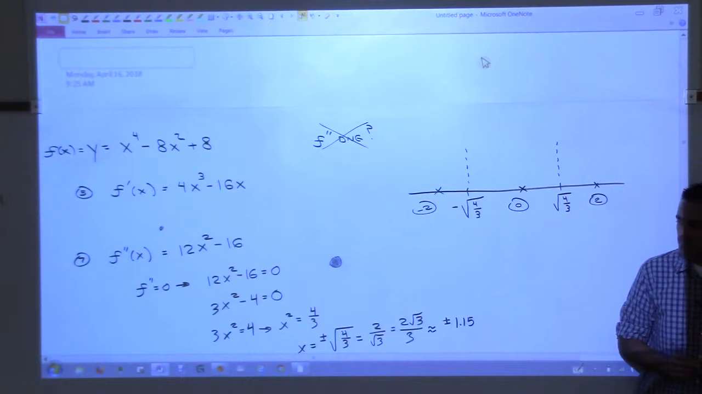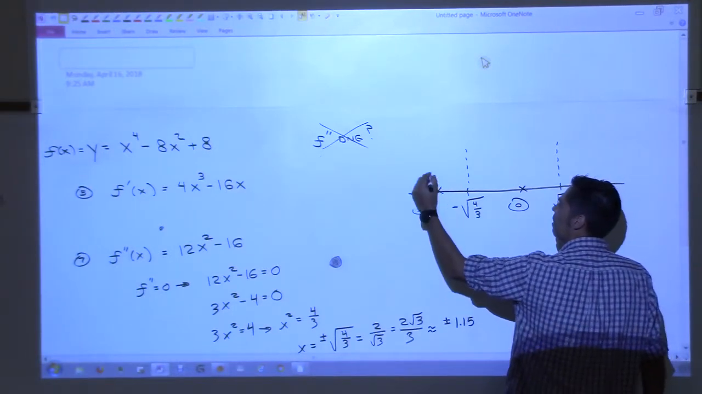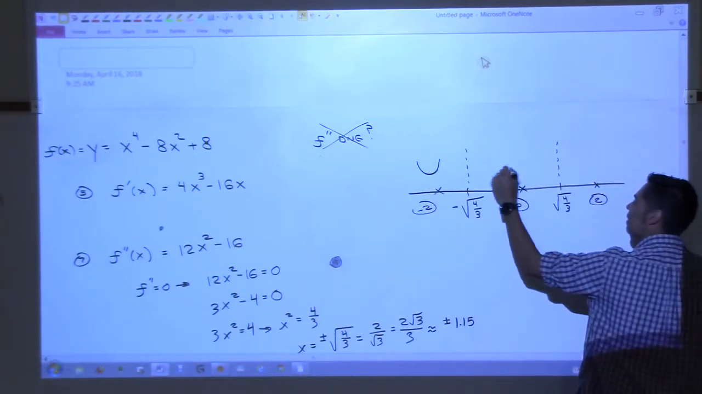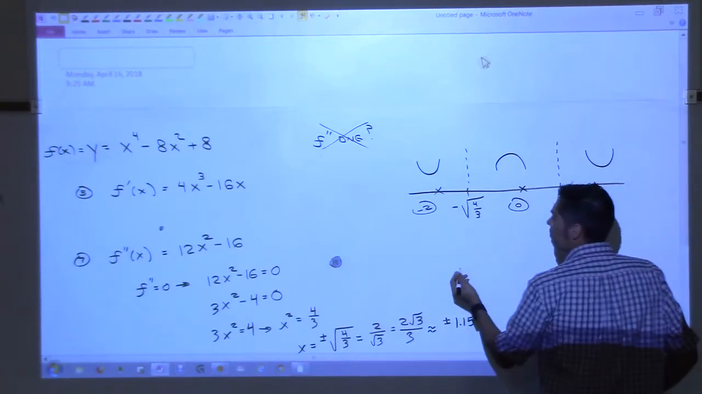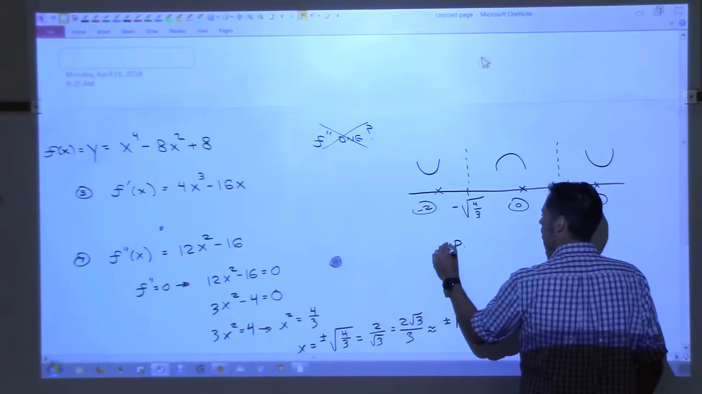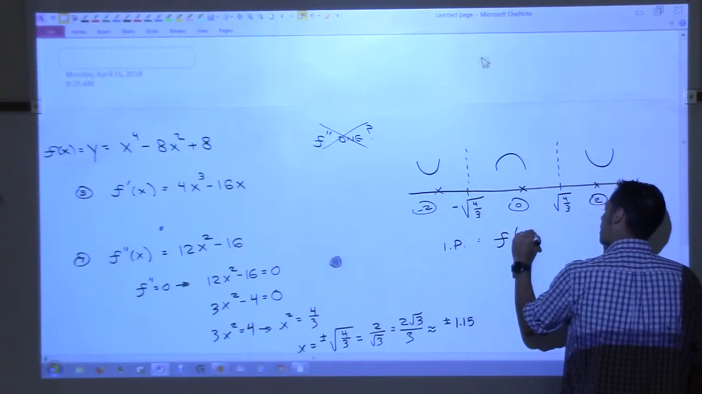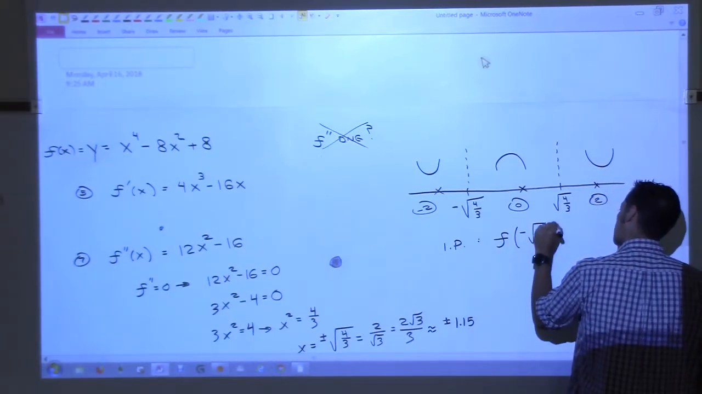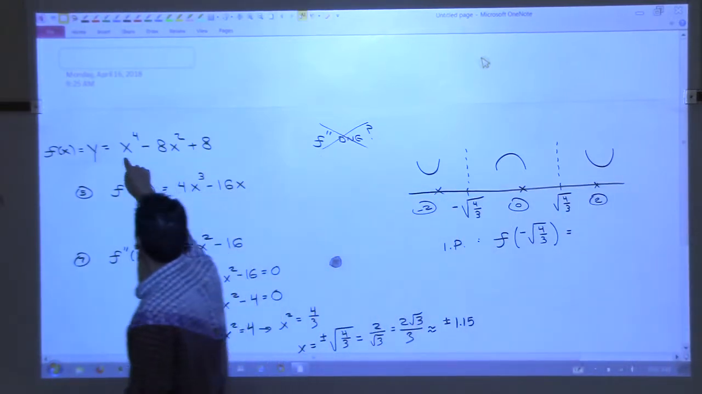All right, what happened here? What's happening over here? Concave what? Up? Here? Okay, up, good. So where's the inflection point? IP. So at f of negative root 4/3, we get, now did you get a decimal? It's okay if you got a decimal, but you had to plug that into here, into the original function.